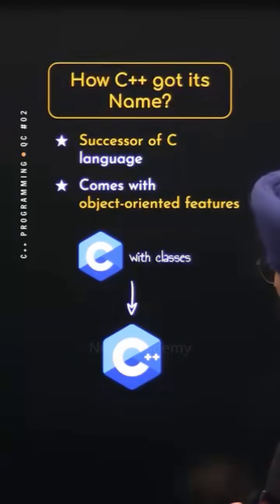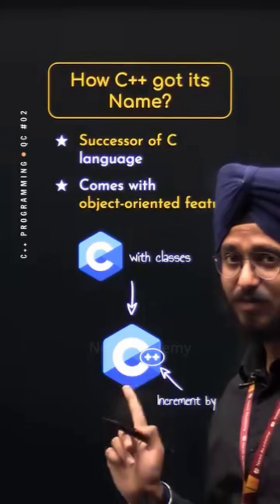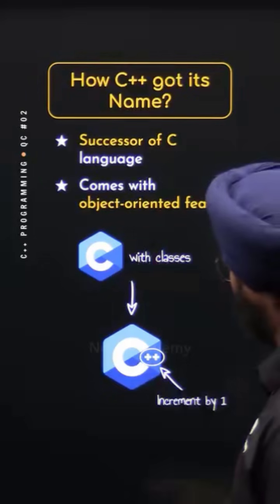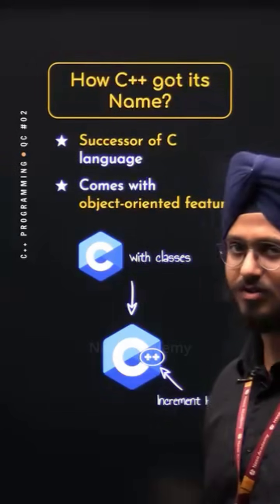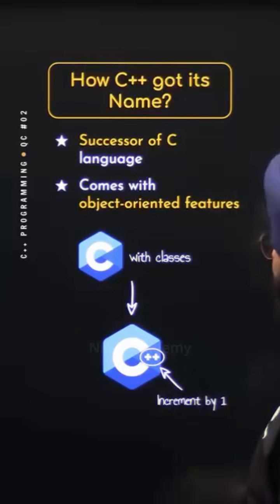This ++ operator means increment by 1, and this clearly indicates that C++ is the successor of C programming language and it has more features compared to C programming language. So this is how C++ got its name.